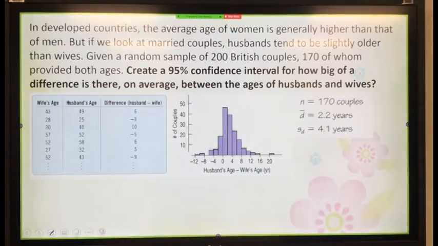For example, in developed countries, the average age of women is generally higher than that of men. But if we look at married couples, husbands tend to be slightly older than wives. Given a random sample of 200 British couples, 170 of whom provided both ages, create a 90% confidence interval for how big of a difference there is on average between the ages of husbands and wives.